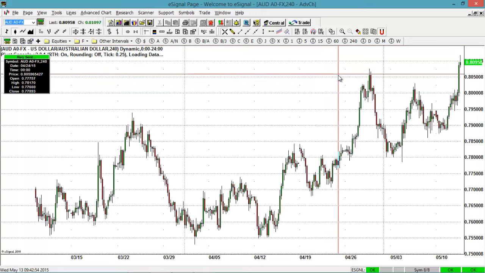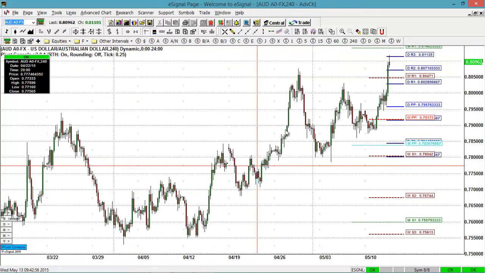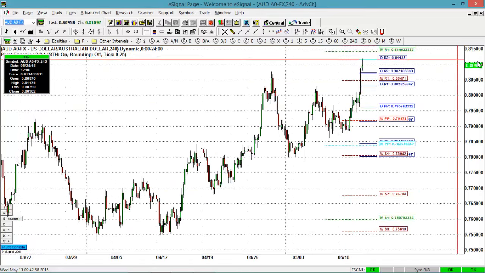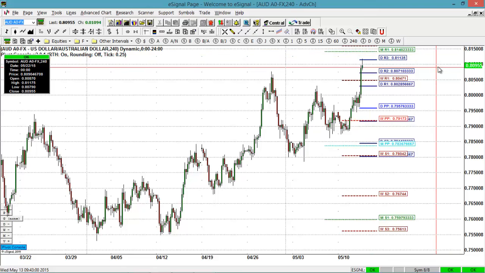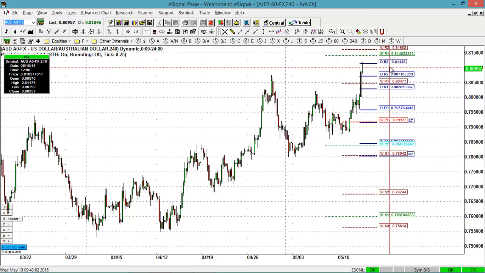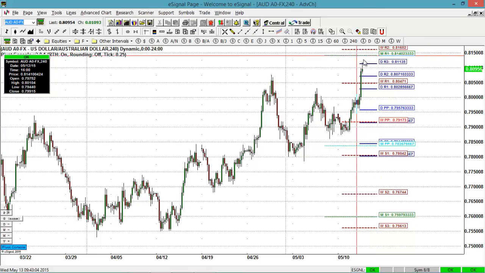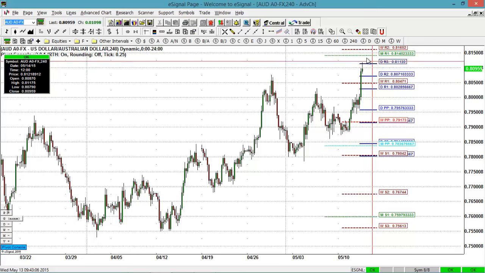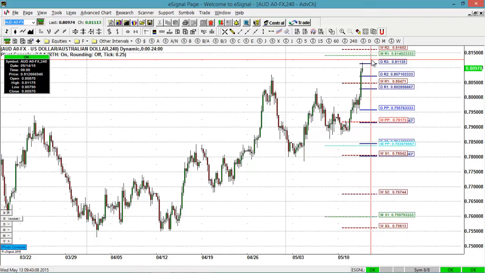Taking a look at the Australian dollar, also, we're coming up on monthly resistance, and we could get a reaction off of these numbers. We're at close to the monthly R1 and the weekly R2. So keep that in mind when you're putting on your Australian dollar long positions, because we definitely could get a reaction off of them.